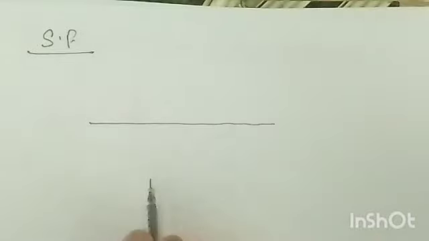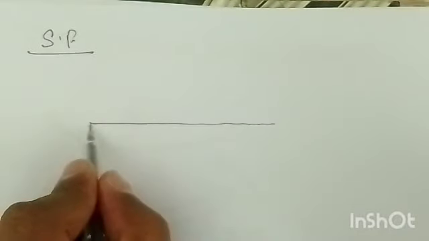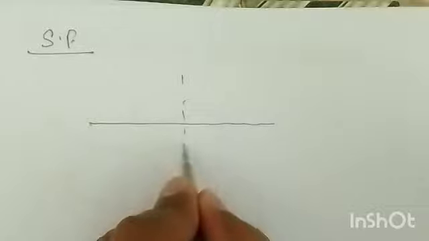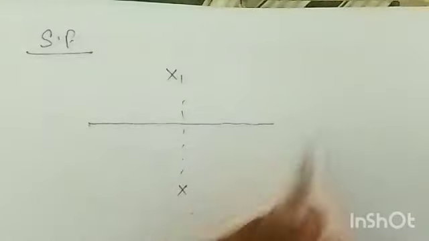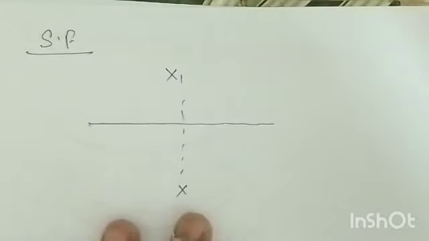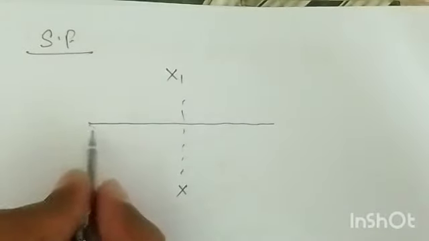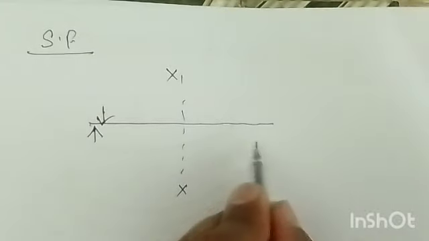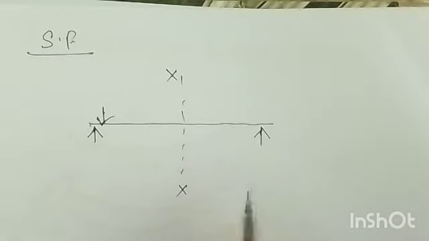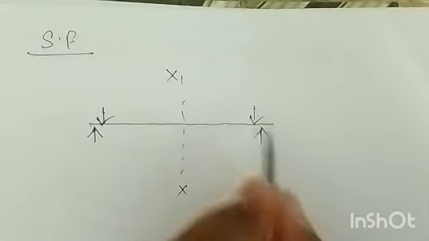So next you have a sign convention for shear force. Let's say one beam we have taken, and on the beam this is one section we have considered, that is XX. This is your left and this is your right. On left or right, the load can act in two ways. Either the load can act vertically up or vertically down. Similarly, on the right hand side also, the load can act up or down.